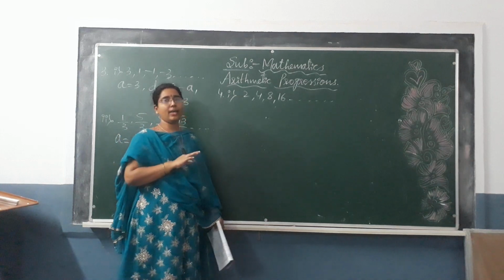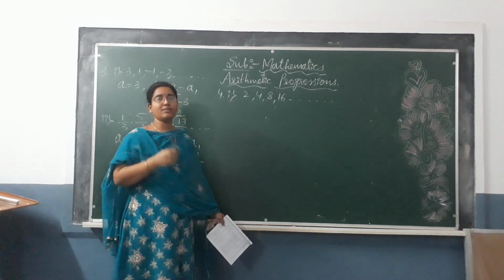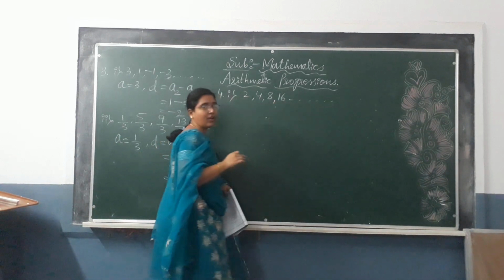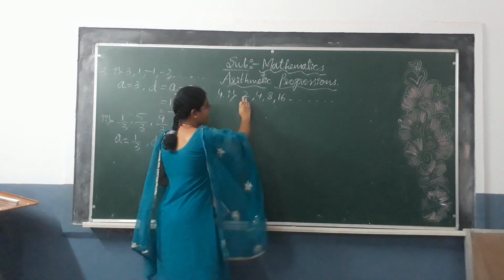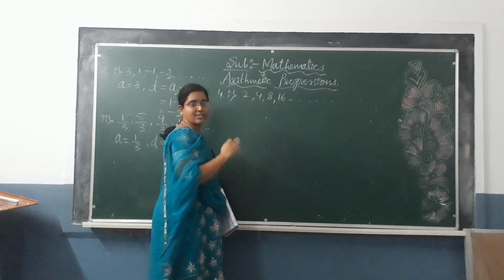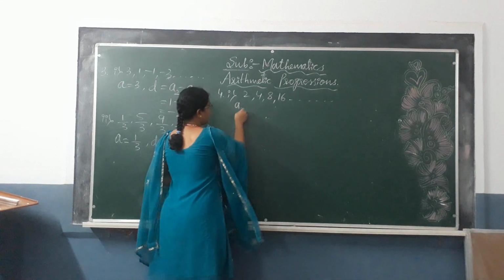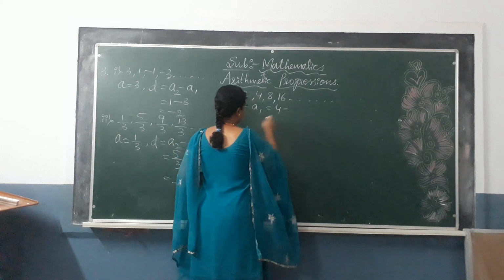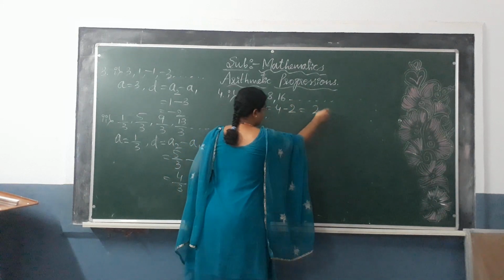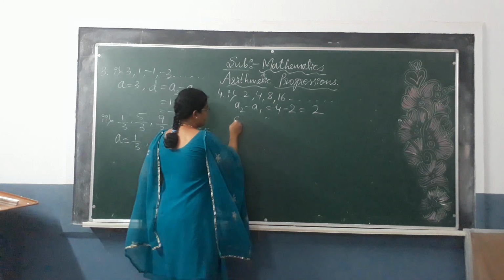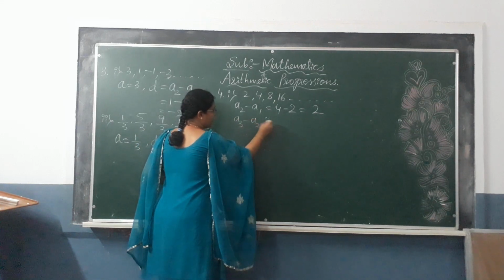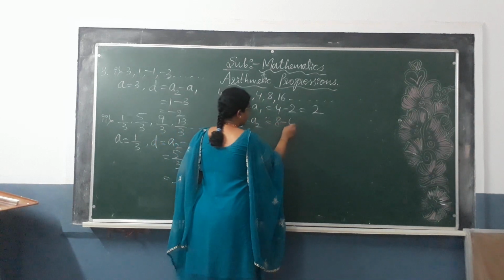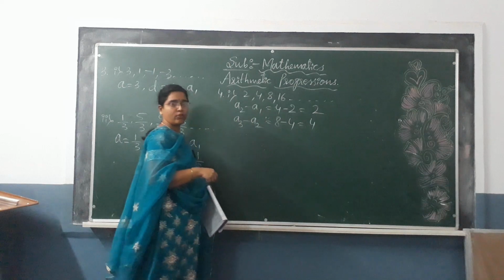If it is in AP, next we have to find 3 terms. First we have to check whether these terms are in AP or not. Find the common difference between the terms. That is A2 minus A1: second term 4 minus first term 2, we will get 2. And A3 minus A2, the difference between the third term and second term, that is 8 minus 4 is equal to 4.